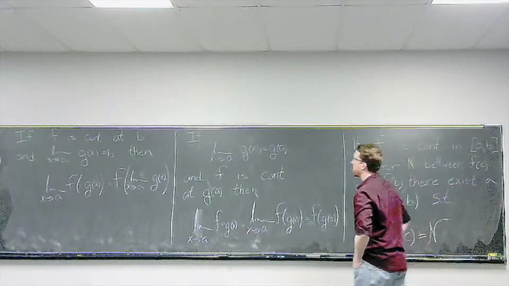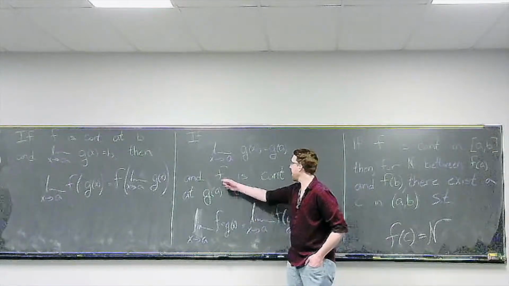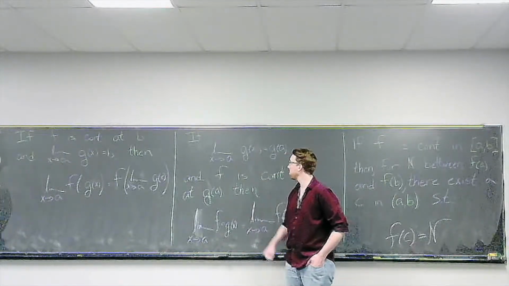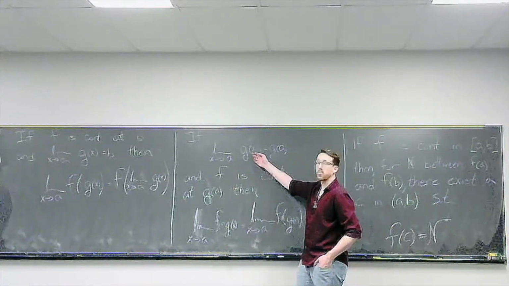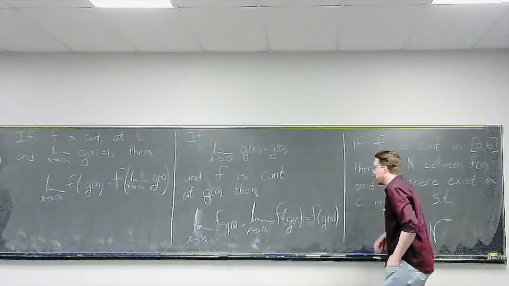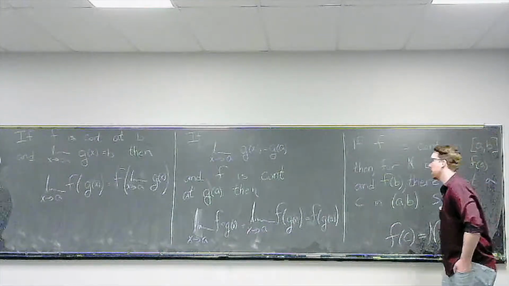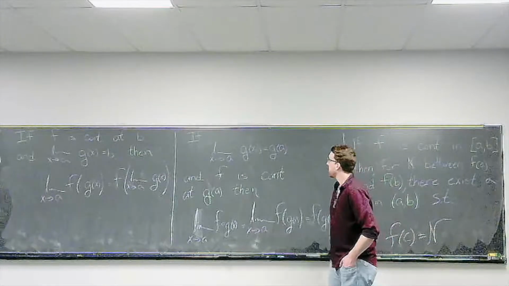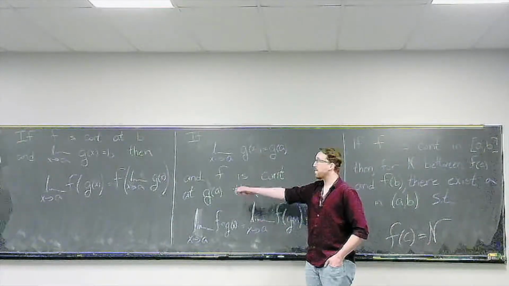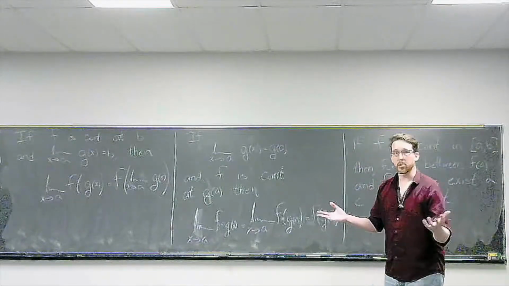On the other hand, if g is continuous at a, and if f is continuous at g of a, then so is their composition. So in other words, if you take two functions that are continuous and compose them together, you get a continuous function.